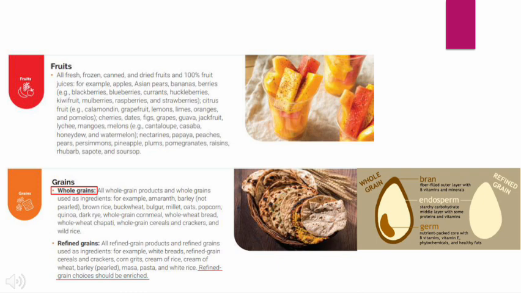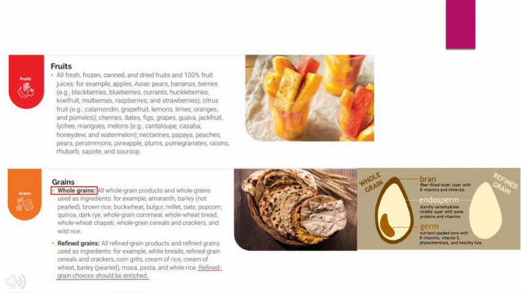Grains are a major source of energy. They are classified into two types, whole grains and refined grains. Whole grains include brown rice, oats, and whole wheat. They contain all parts of the grain, bran, germ, and endosperm. This means they are rich in fiber, vitamins, and minerals.